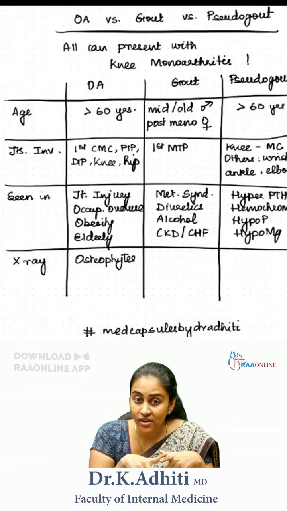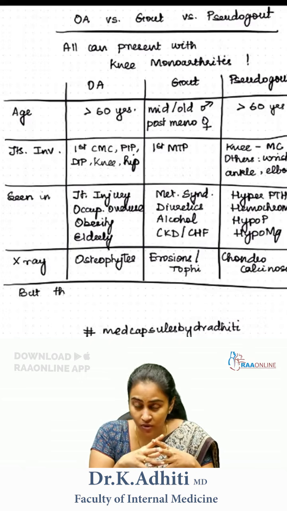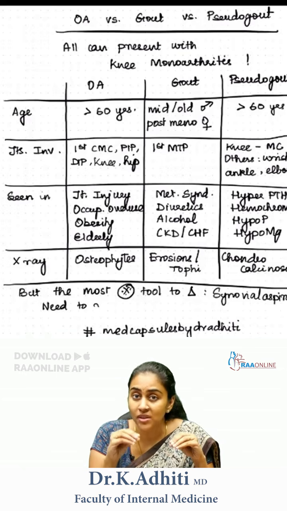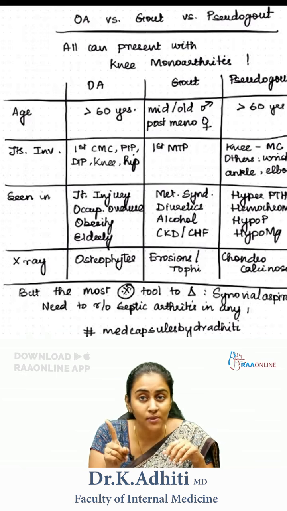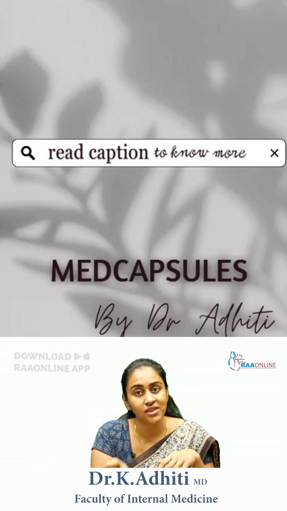X-ray shows osteophytes in OA, it shows tophi in gout, and it shows chondrocalcinosis in pseudogout. But the most important investigation in any monoarthritis is going to be the synovial fluid aspirate, because that helps you to rule out the fourth or rather the most important differential in any monoarthritis, which is septic arthritis.